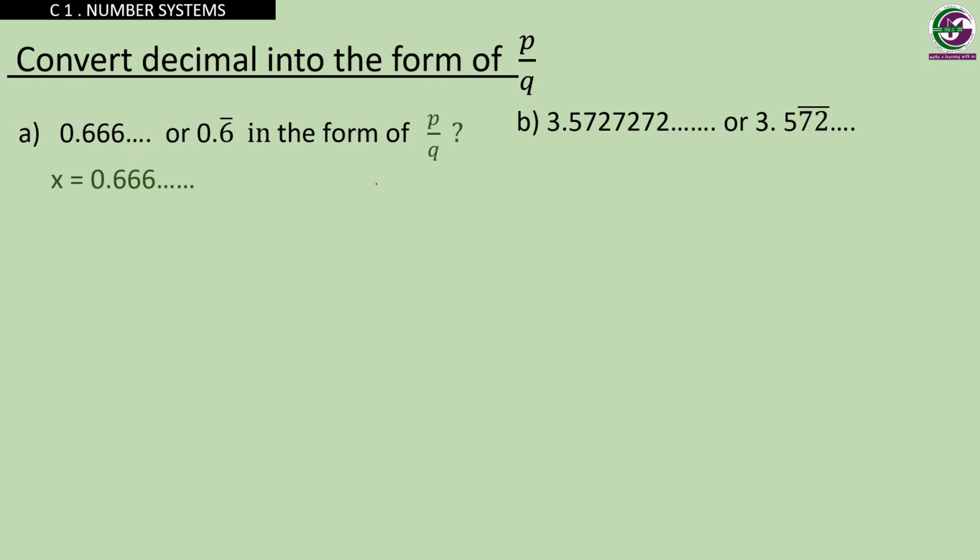So you multiply both the sides by 10. 10x is equal to, on the right side when you multiply you move the decimal one step forward. So 10x is equal to 6.666 and continue. Now we have equation 1, equation 2. Subtract equation 2 minus equation 1.